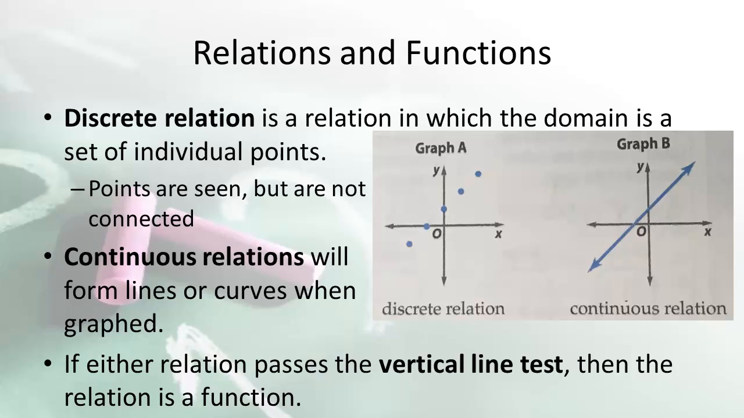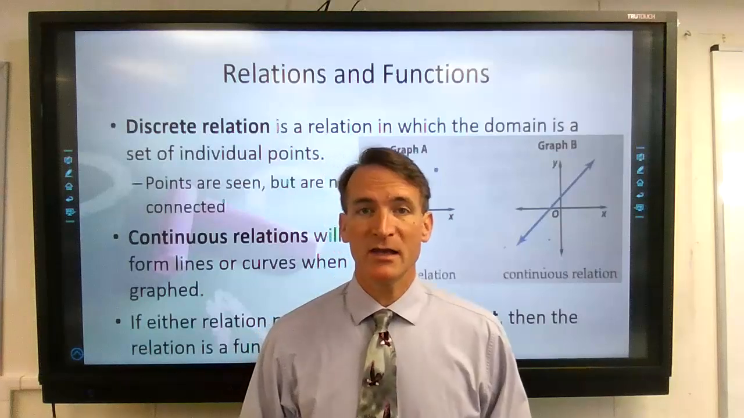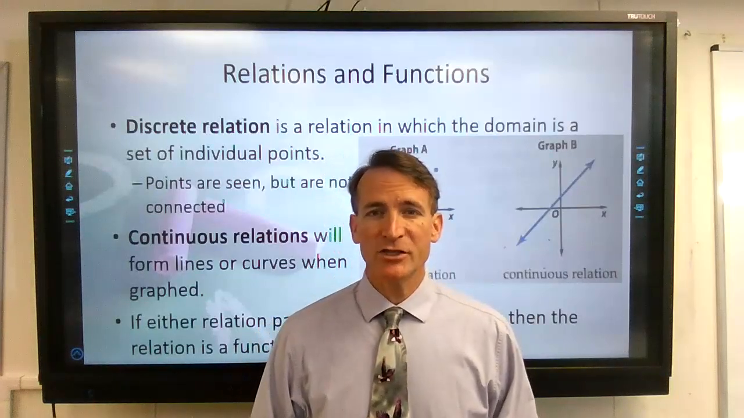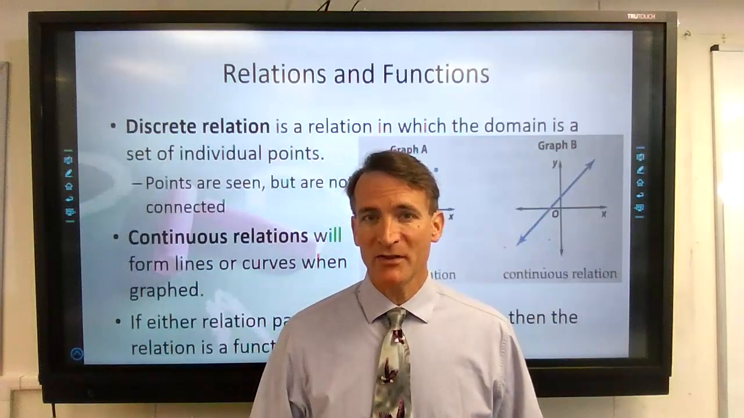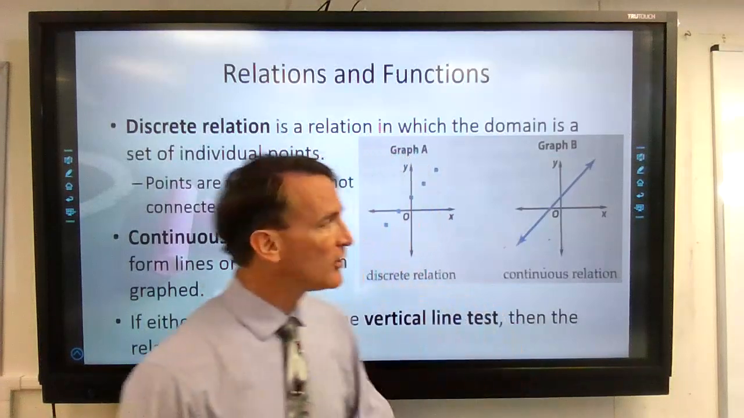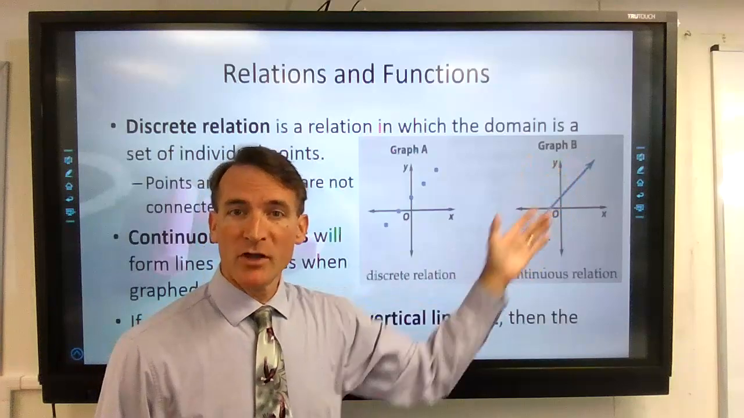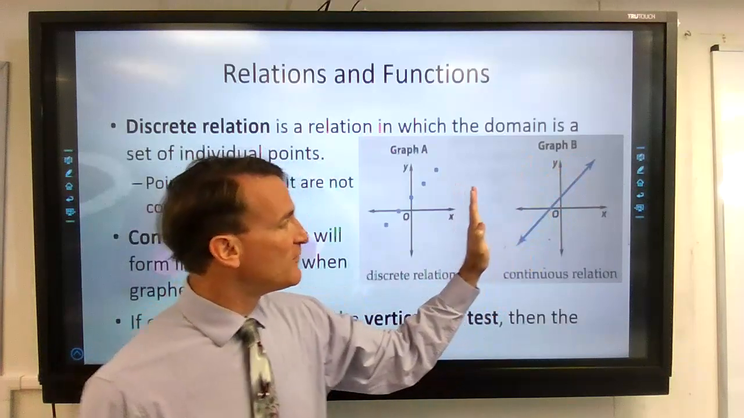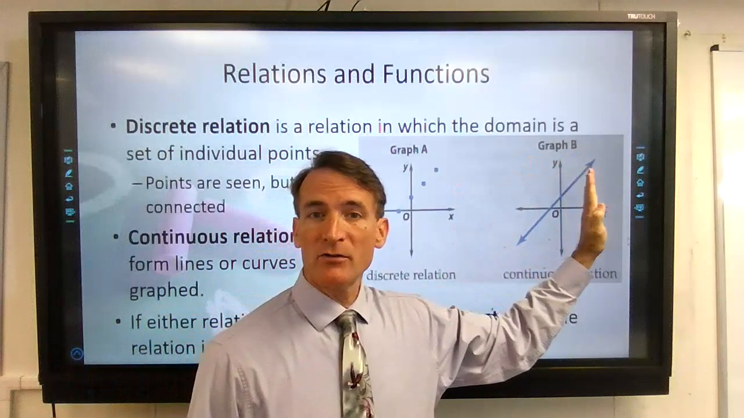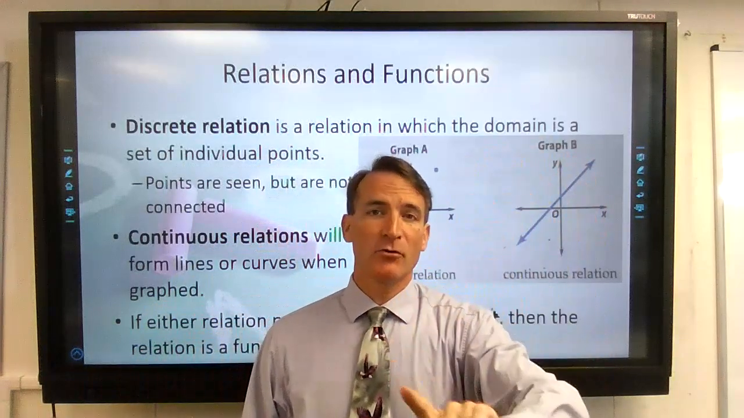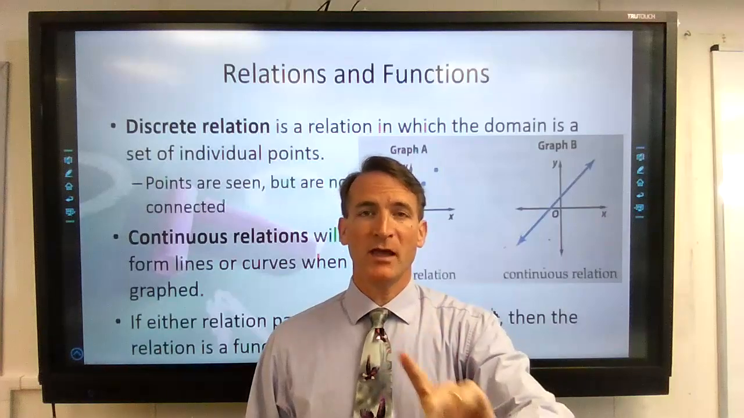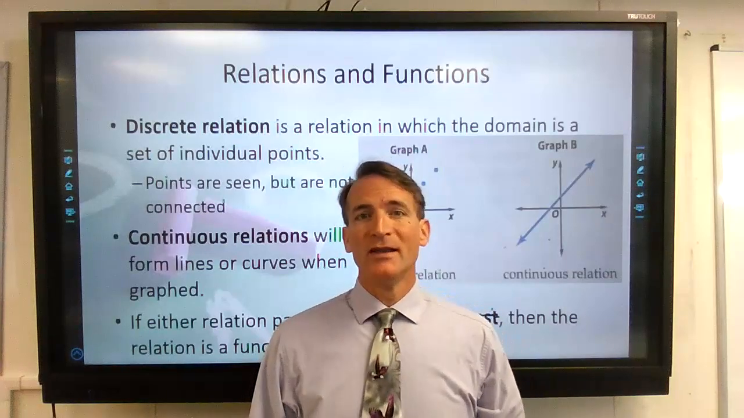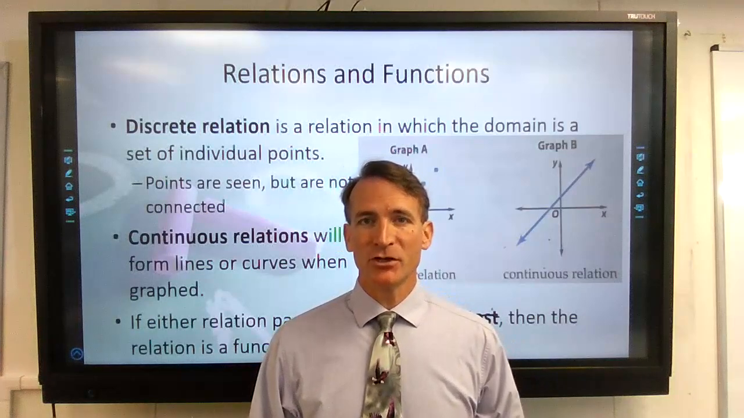If the relation passes what we call the vertical line test, then the relation is a function. You probably have heard of the vertical line test, probably covered it a little bit last year. We're going to be looking at it quite a bit this year. So if we look at this particular relation right here, if I drew a vertical line anywhere along that, it would only touch my graph at one point at a time. Therefore, it is indeed a function.